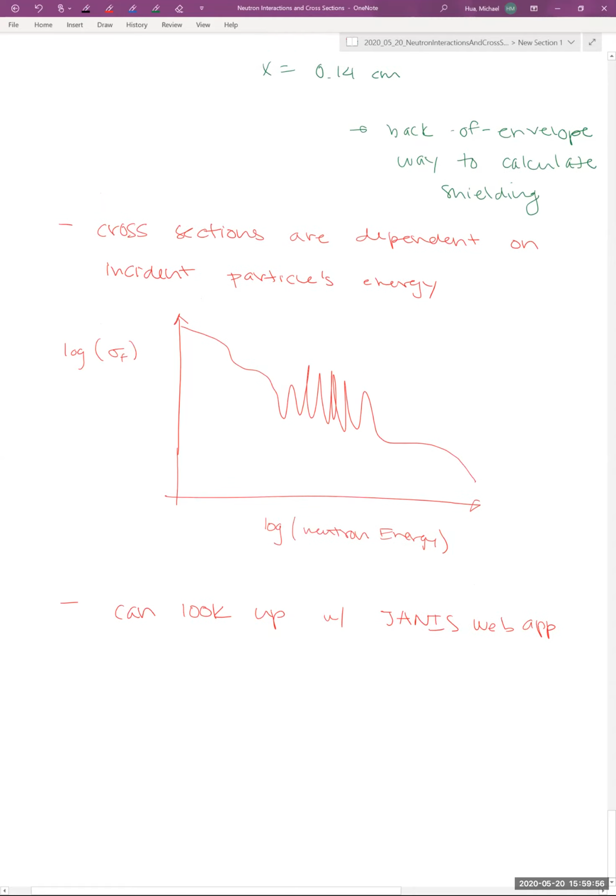All right, and that's kind of all I wanted to say on neutron interactions and cross sections for today. So yeah, I'll open it up to questions. I see that there already are some.